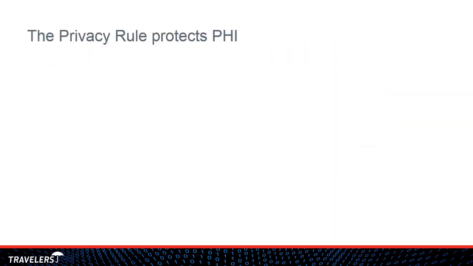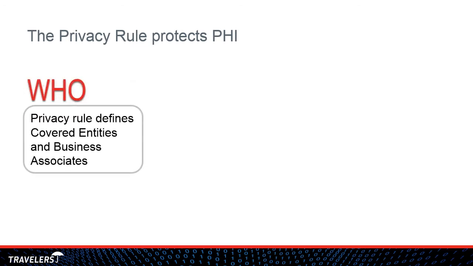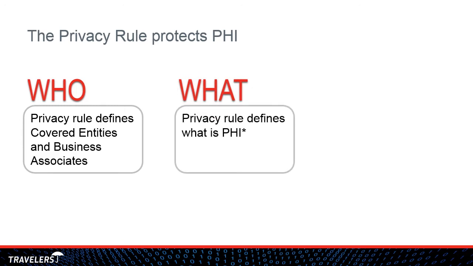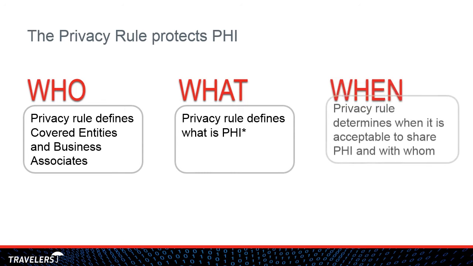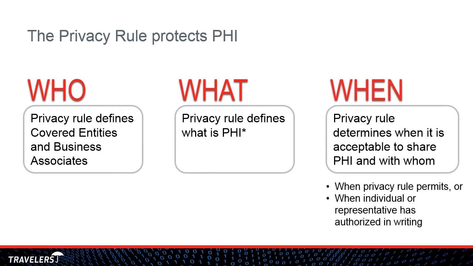The privacy rule lays out the who, what, and when of PHI. It identifies covered entities and business associates, the entities who are regulated under HIPAA. It defines what is considered protected health information. Finally, it specifies when it is acceptable to share PHI. It is only acceptable to share PHI in specified circumstances, such as when required by law, when reporting abuse and neglect, or when the individual to whom the PHI relates has provided written authorization. Remember, PHI can be digital, paper, or oral.